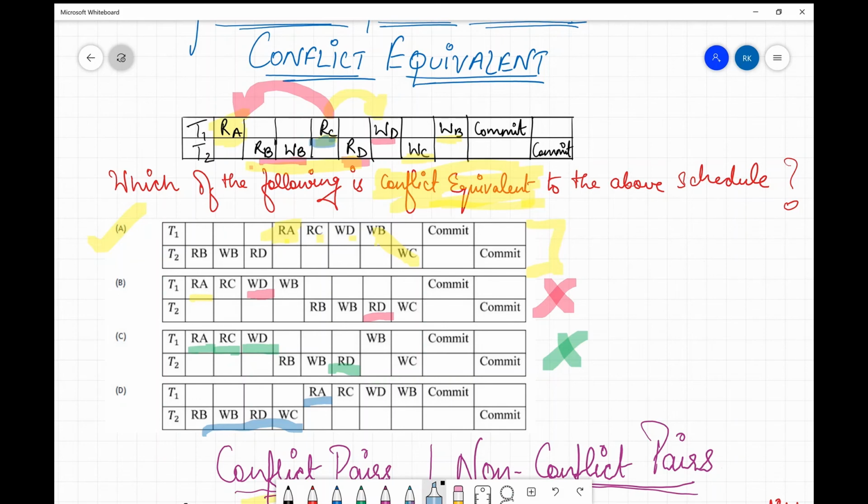Yes. Now there is a problem over here. Why? Because RC does form a conflict pair with WC. And over here what they've done is they are performing WC first and then RC, whereas in the original schedule RC was being performed first and then WC. So they have swapped the ordering of a conflict pair. Therefore, this is also not conflict equivalent to the original schedule. So we are very clear with the answer, which is option A in this particular case.